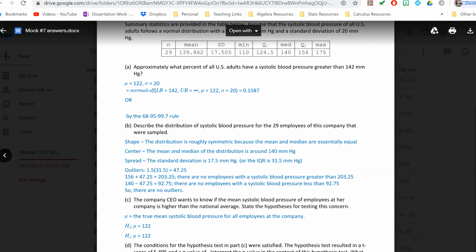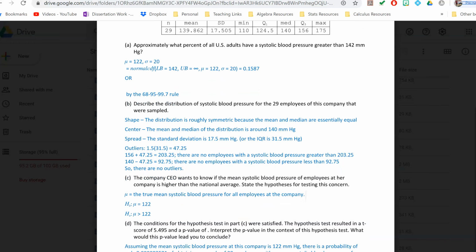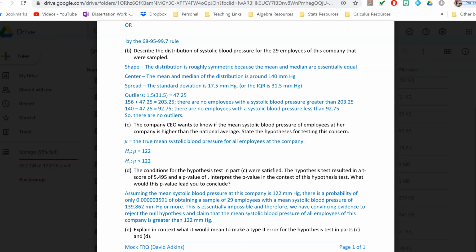Center, you could say the mean or median around 140. Again, standard deviation or IQR, either one for spread. And then outliers, they went and checked the actual rules to see if there were outliers. Again, I think it's completely fine to just do a drawing quick of your box plot. C, make sure you define mu, the true mean systolic blood pressure. It's either equal to 122 or greater than.